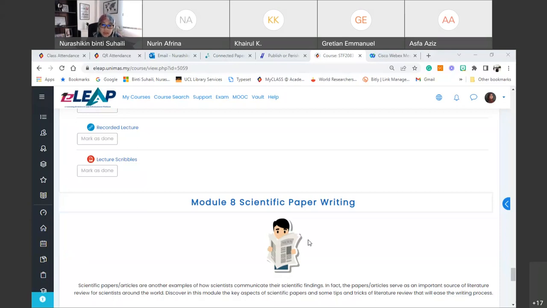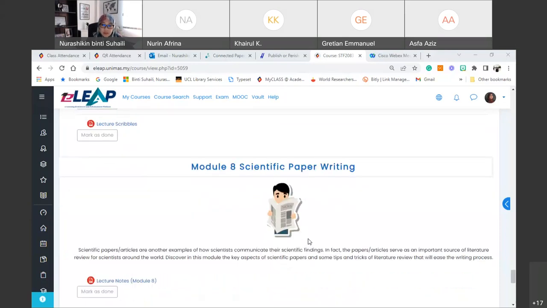Okay, so today we are going to look at what are needed in scientific paper writing. So you would see some similarities of the important points that we have discussed for proposal and thesis, but there are also some differences. Okay, so that's what we're going to cover today. Yeah, so I have uploaded the lecture notes last night. I hope you get it.